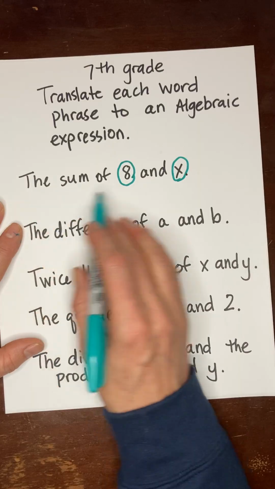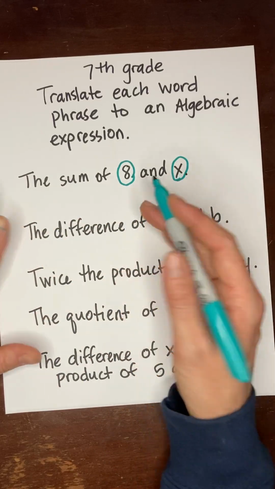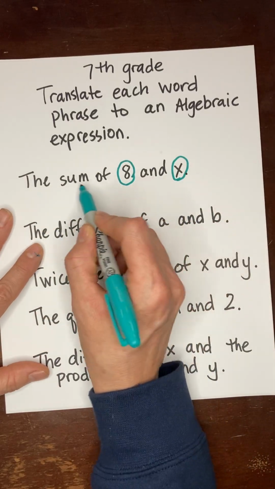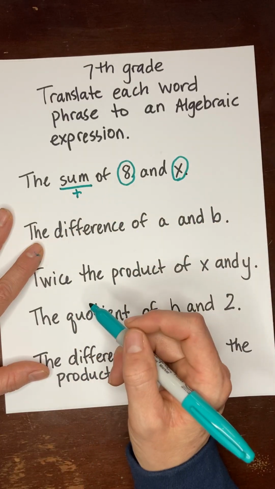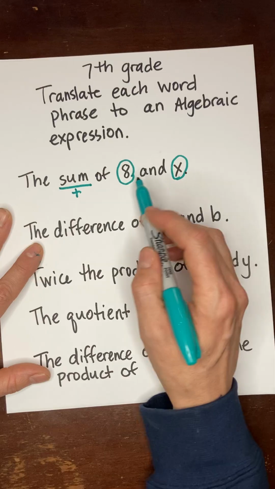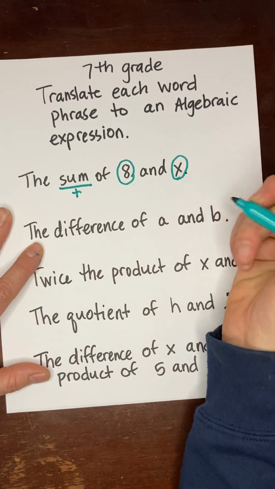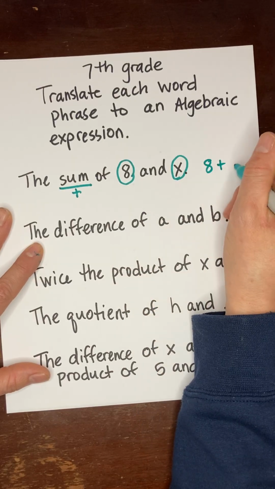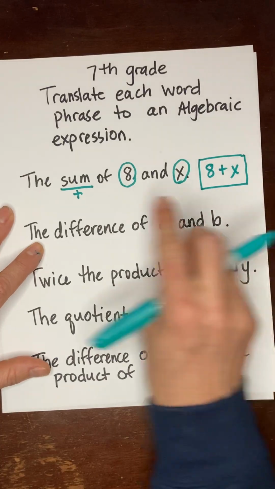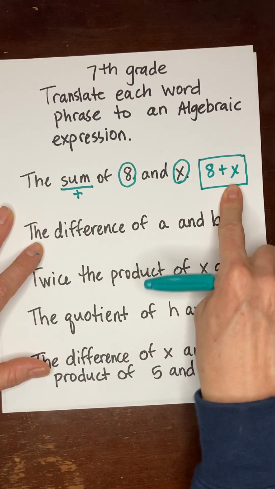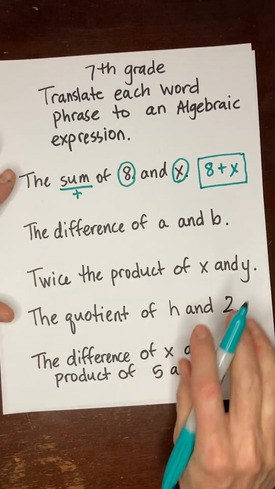Well, "the" is not a math word and can sometimes mean addition, but I see the word sum, and the word sum means to add. So I'm going to add 8 and X. My answer would just be 8 plus X. This would be an algebraic expression. We've turned that word phrase into that. Okay, let's look at the next one.